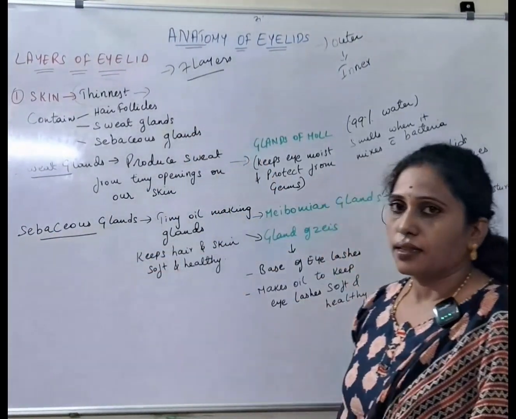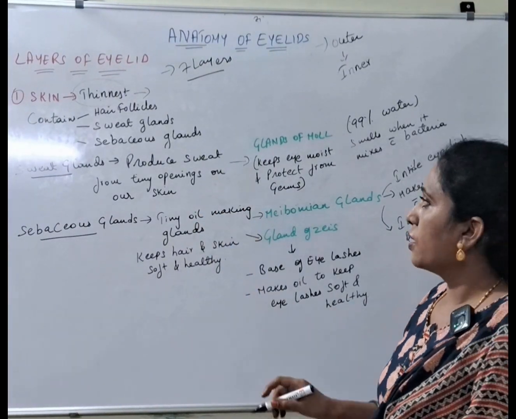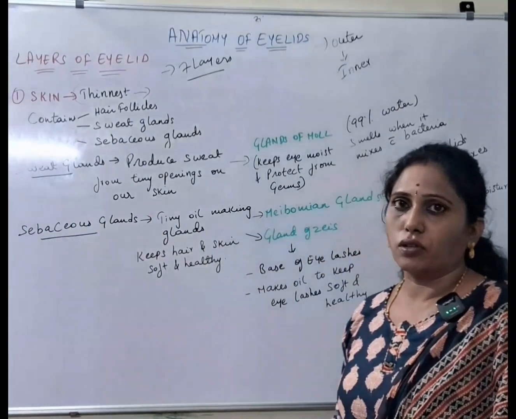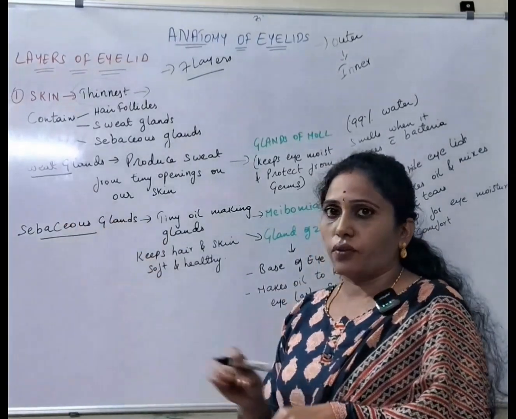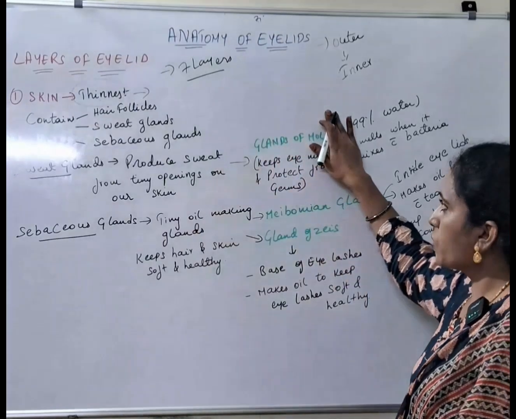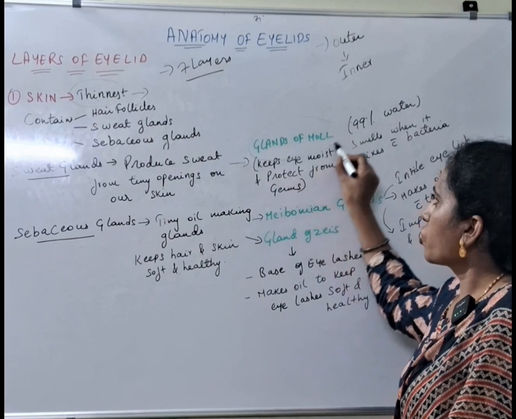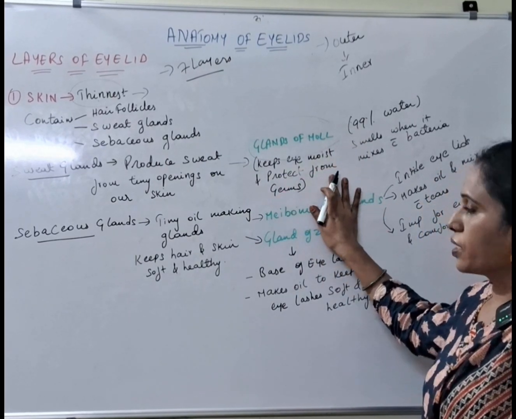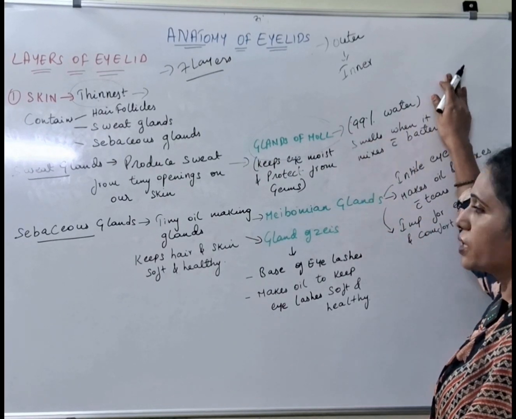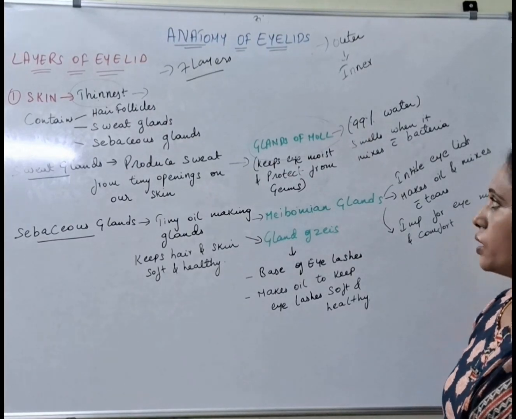What are sweat glands? These are the glands which produce sweat from the tiny openings of our skin. These sweat glands are not only present in the eye, they are present throughout the body. From there, the sweat gets produced. The sweat glands present on the eye are nothing but the glands of Moll. The main function of the gland of Moll is to keep the eye moist and protect the eye from germs. Sweat is nothing but 99% water. Normally sweat doesn't smell, but it smells when it mixes with bacteria.